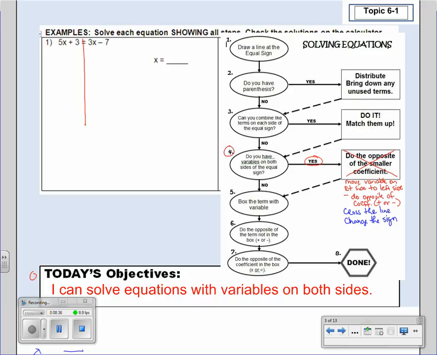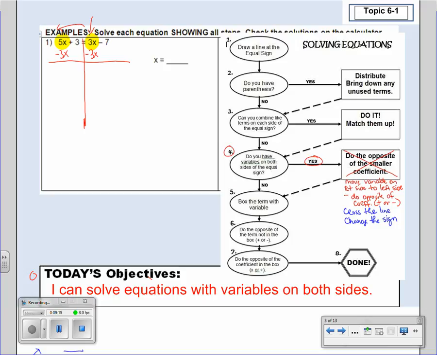Step 4 says, do you have variables on both sides of the equal sign? I like to use a highlighter in order to highlight my variables, and so I can see that yes, I do have variables on both sides of the equal sign. So now I'm going to move the variable that's on the right side to the left side by doing the opposite of its coefficient. My variable that's on the right side is the 3x. To do the opposite of its coefficient, I am going to subtract 3x. So notice how this also follows my little saying of if I cross the line, I change the sign. I'm moving the 3x to the left, so I cross this line, my equal sign. That means I need to change the sign to a minus 3.